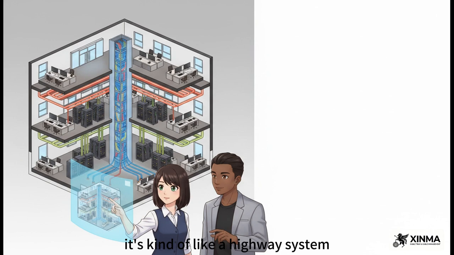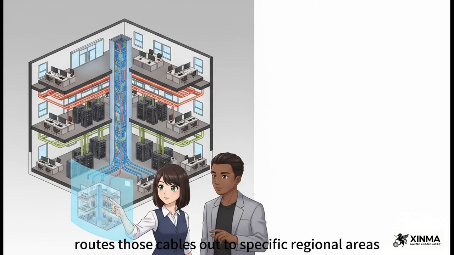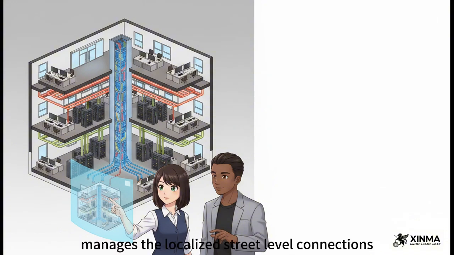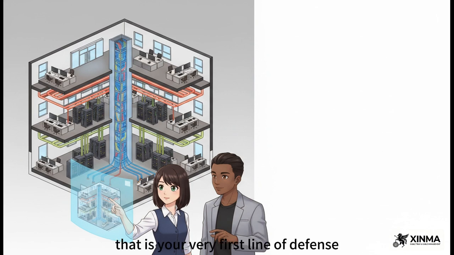It's kind of like a highway system. The backbone is your network's main interstate, carrying massive amounts of data. Then the horizontal distribution routes those cables out to specific regional areas. And finally, the zone distribution manages the localized street-level connections. Matching the right hardware to the right zone, that is your very first line of defense against network congestion.